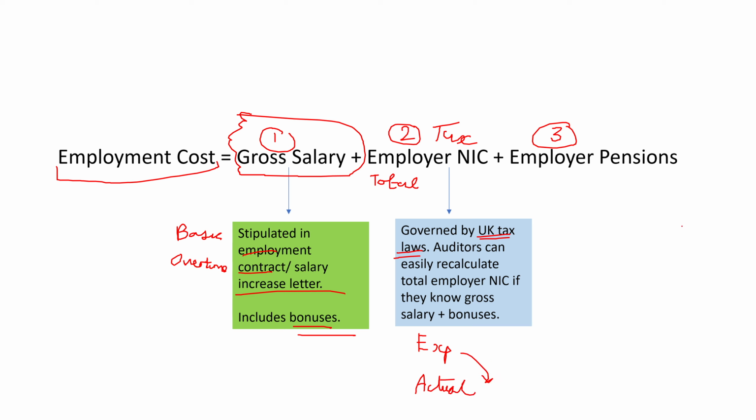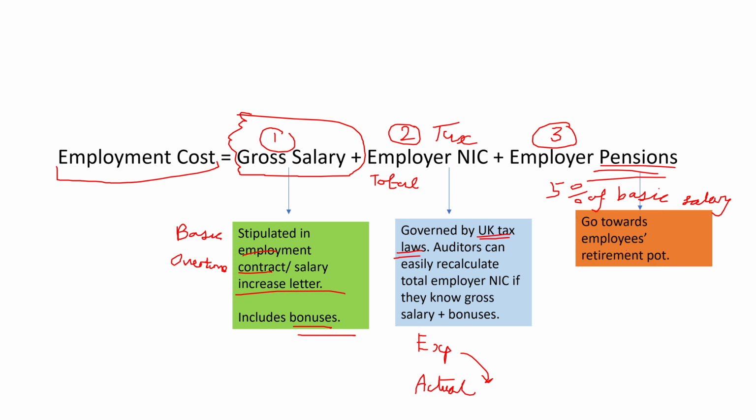The next cost to a company for employee employment is pensions. Companies have to pay pensions at a particular rate of basic salary on behalf of employees, and that goes towards the employee's retirement pot. So it'll go to a pension provider.